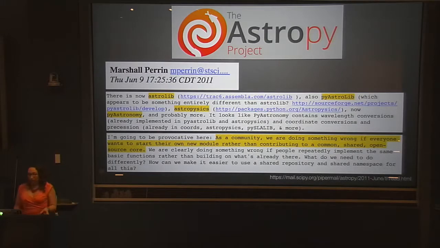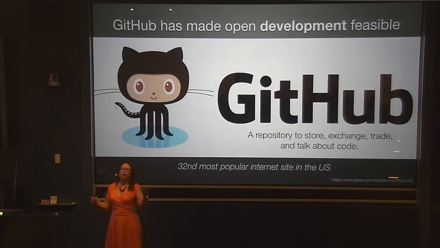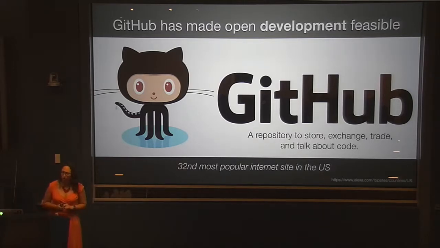What has made open development possible is GitHub. And I did a lot of research on this in the past couple days to try to figure this out. A lot of people were developing code, using version control and putting their code on the internet before GitHub. But GitHub really made it possible for people to discuss, collaborate, and make changes to code in a not unrealistically burdensome way. So it's a repository to store, exchange, trade, talk about code.